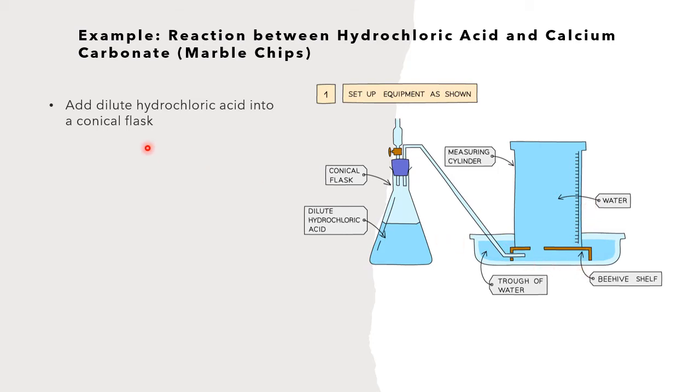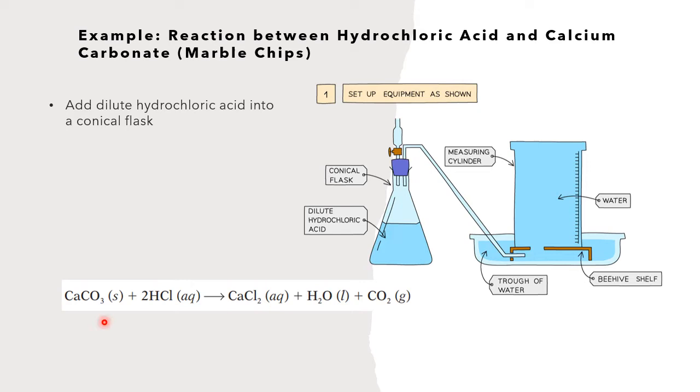So, apa yang kita buat adalah, first, we add dilute hydrochloric acid into a conical flask. Yang inilah dilute hydrochloric acid. Second, okay, the reaction between calcium carbonate and hydrochloric acid produces calcium chloride, water and carbon dioxide. So, the function of the measuring cylinder here is to collect the carbon dioxide produced. So, we must use a measuring cylinder supaya kita tahu berapa volume. Okay, we cannot use a test tube or a boiling tube sebab test tube and boiling tube is not a measuring device. Okay.